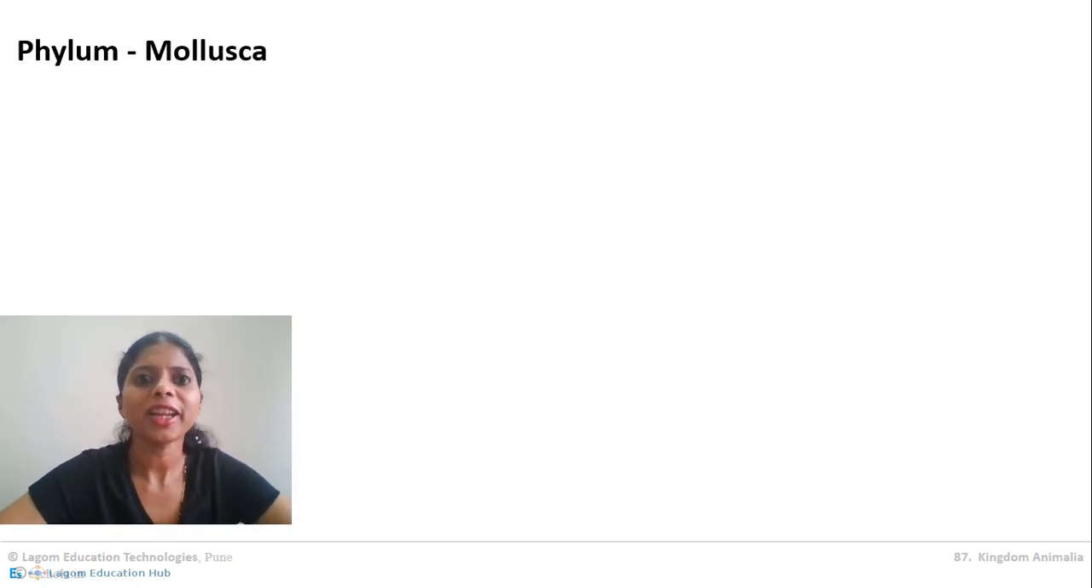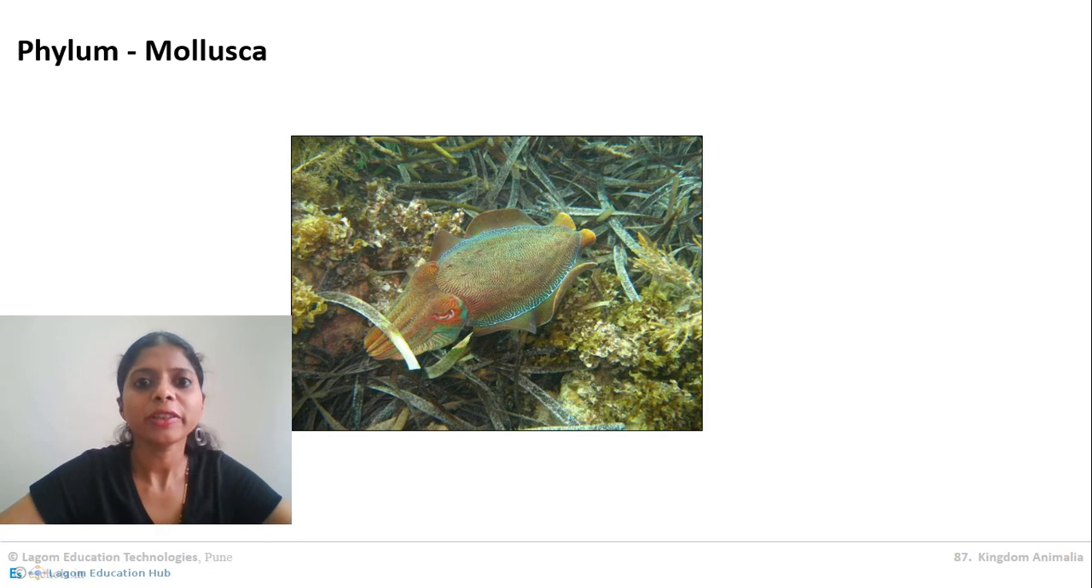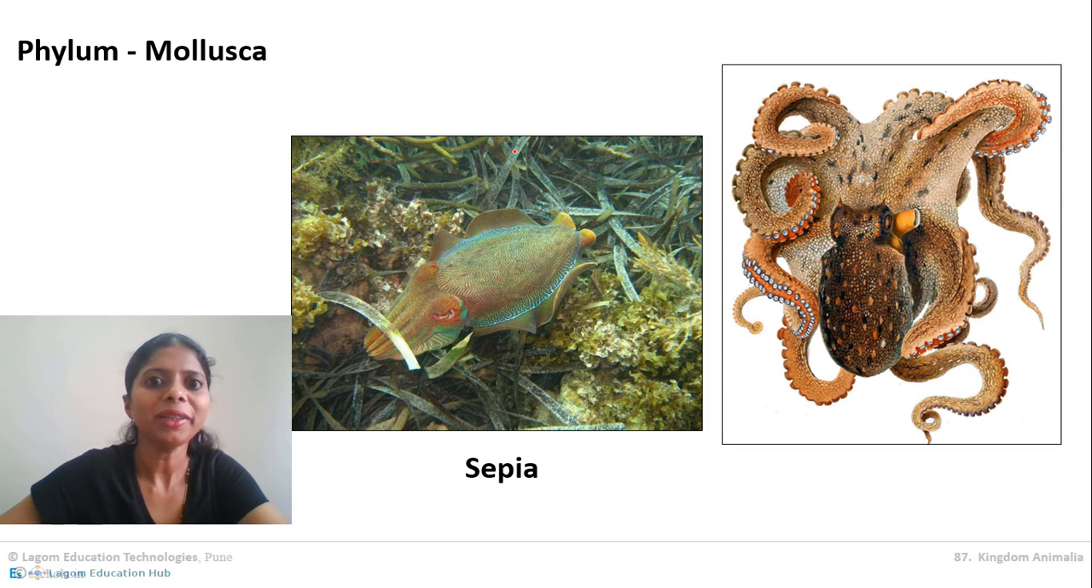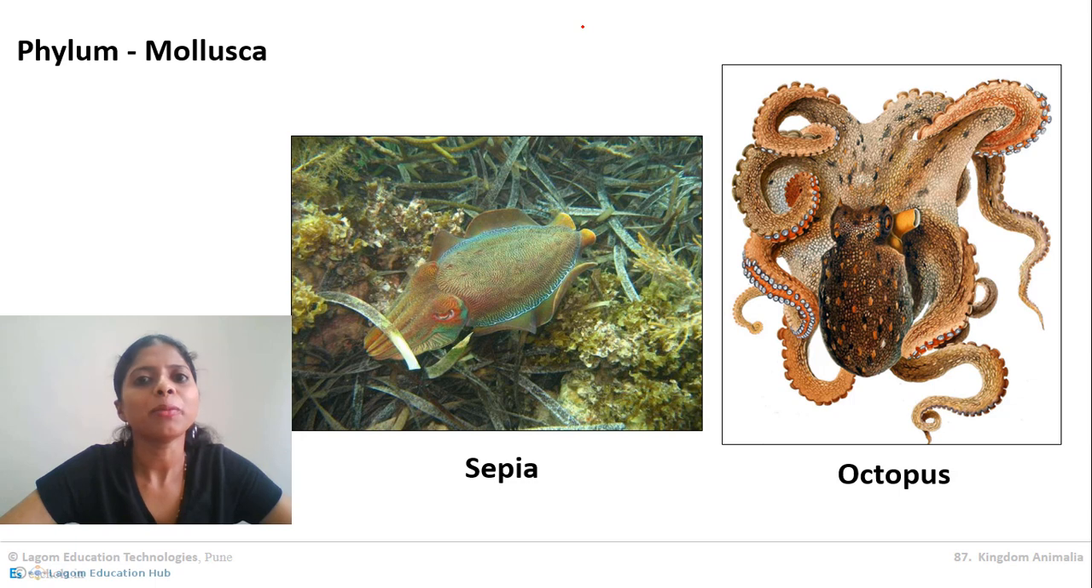Now when we consider Phylum Mollusca, it includes very familiar animals to us. First of all, this includes an animal called sepia. Now this particular animal is very common in the Indian Ocean, okay? And another familiar animal called octopus is also included in the mollusca. Now let us see some more examples and try to understand the characteristics of this phylum.